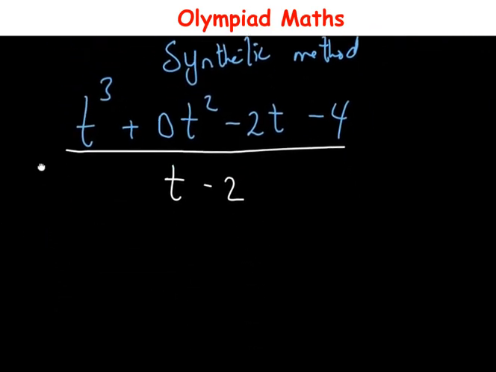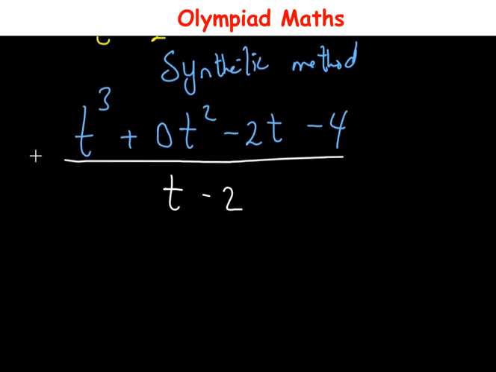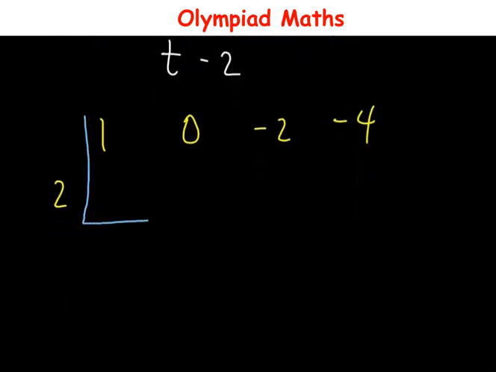Now, making use of the synthetic method, we are first of all going to write down the coefficients of this equation. The coefficient of t to the power 3 is 1. The coefficient of t squared is 0. The coefficient of t is minus 2. The constant, the coefficient is simply minus 4. Therefore, we are going to multiply by the factor that we got as 2.